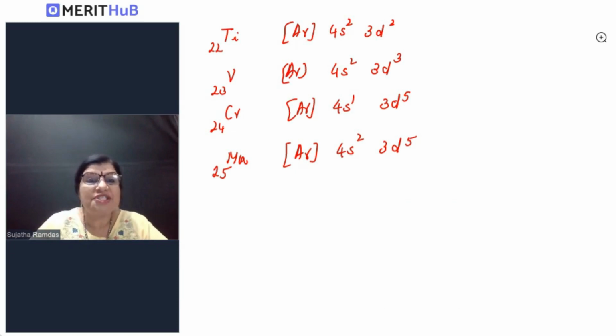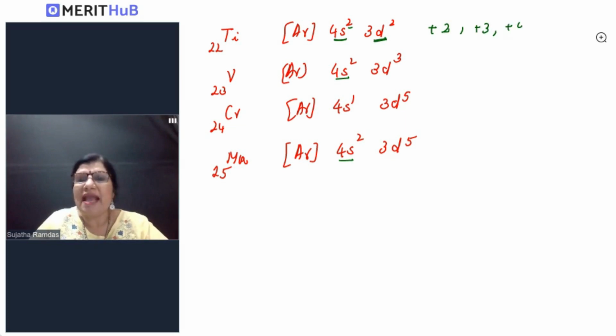Now, the common oxidation state of these D block elements would be +2. So first, the 2 electrons from the 4s subshell are lost. I'll deal with chromium soon. Once 2 electrons from 4s are lost, so you have the +2 oxidation state, then +3 and +4 come from the 3d. So we have +2, +3 and +4. Theoretically, +1 may be possible, but +1 is not a stable oxidation state.